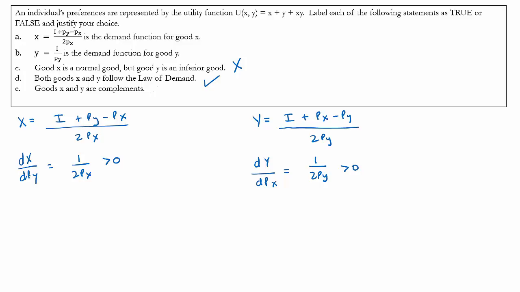As the price of y goes up, consumers buy less y, law of demand, and they substitute instead towards x. As the price of x goes up, consumers buy less x, law of demand, and substitute towards y. Statement E is therefore a false statement.